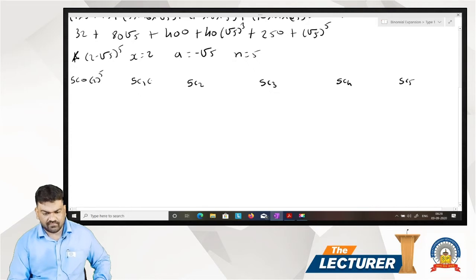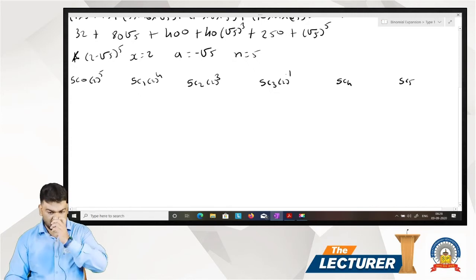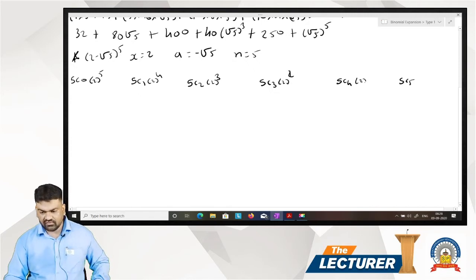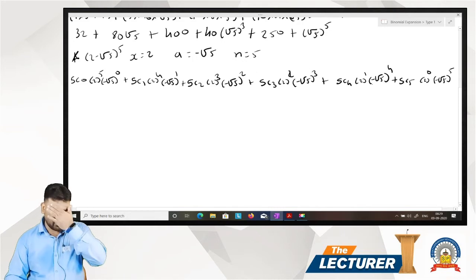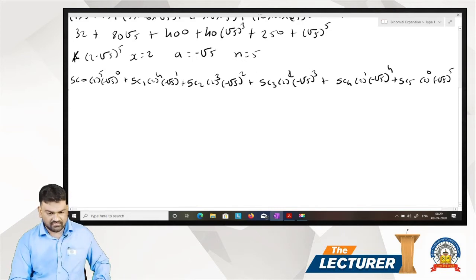2 raised to 5, 2 raised to 4, 2 raised to 3, 2 raised to 2, 2 raised to 1 and 2 raised to 0. Minus root 5 raised to 0, minus root 5 raised to 1, minus root 5 square, minus root 5 cube, minus root 5 raised to 4, minus root 5 raised to 5. Plus, plus, plus, plus, plus. Okay. 5c0, that is 1.